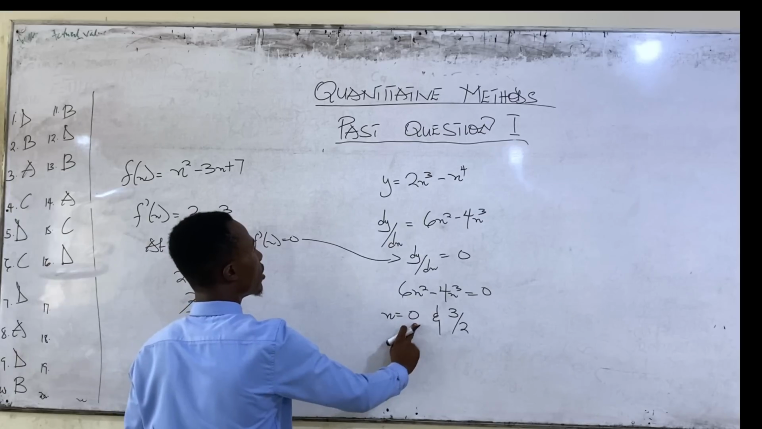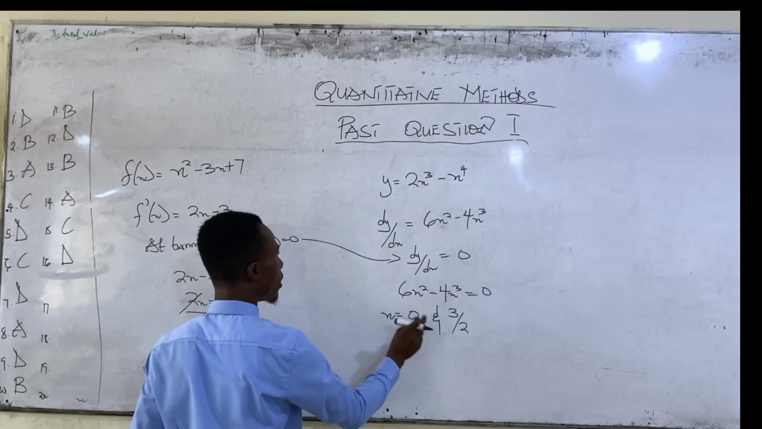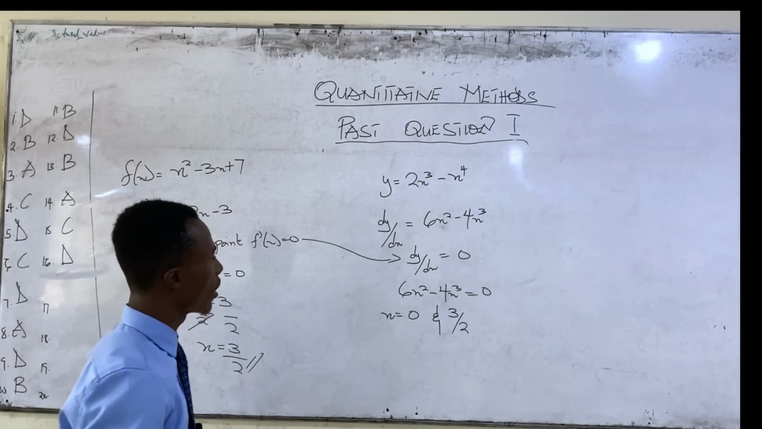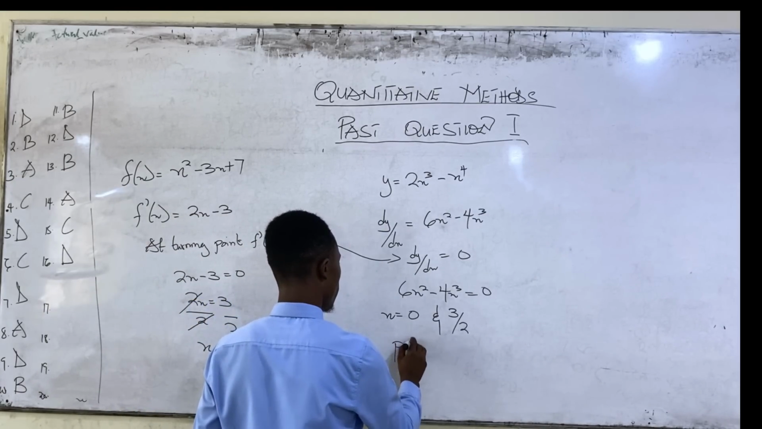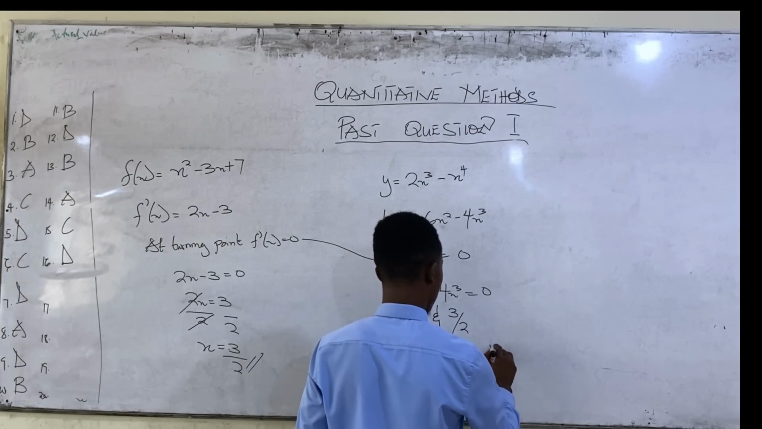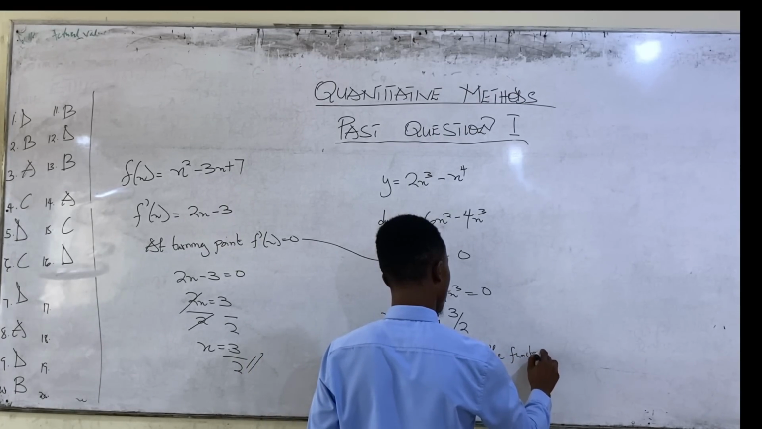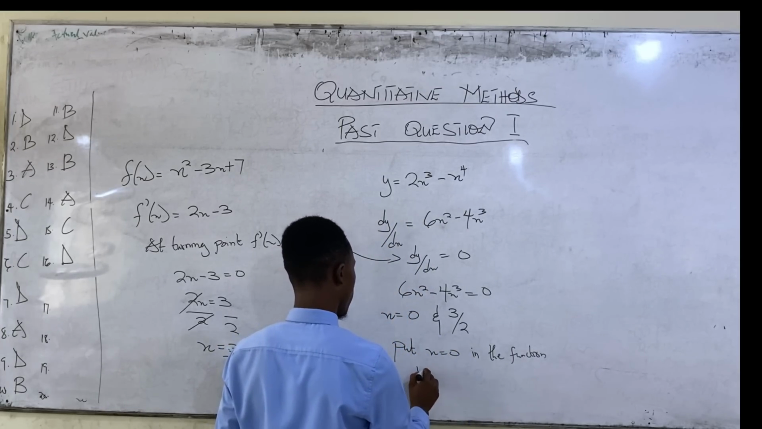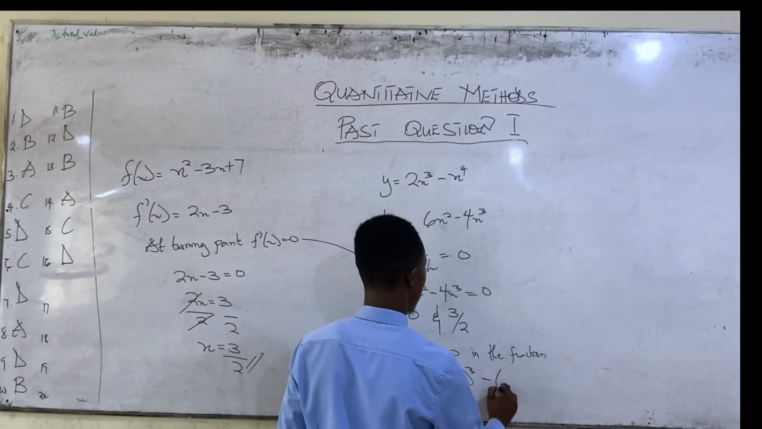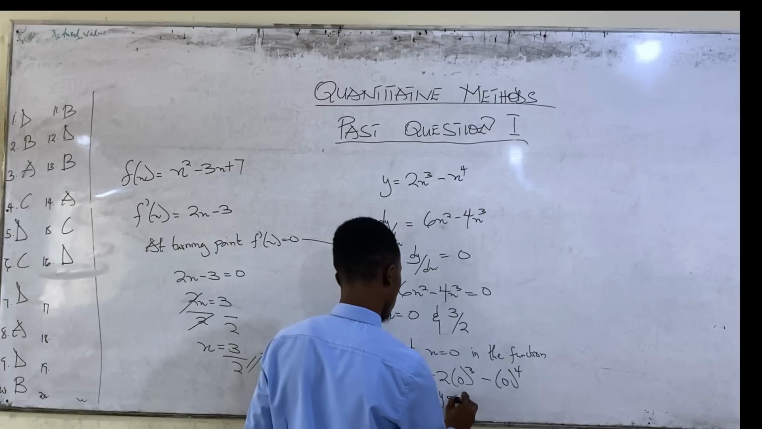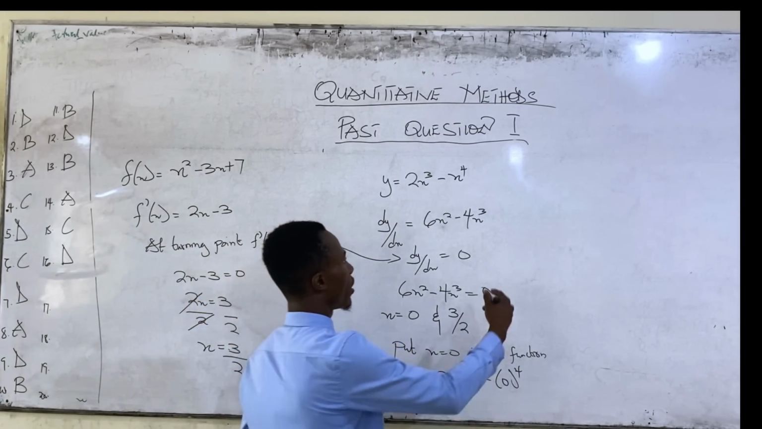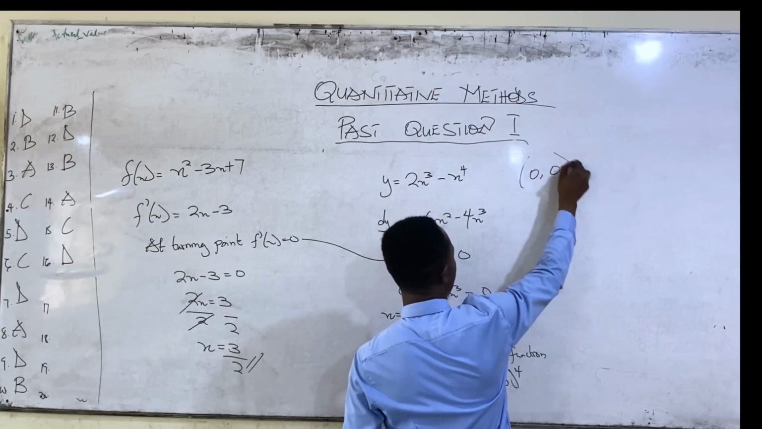So when you substitute 0 here, because it is 0 minus 0, you are going to get 0. Everything here, if you substitute 0, you are going to get 0. So put x equals 0 into the function. And so you are going to get y equals 2 times 0 exponent 3 minus 0 exponent 4, and y will be equal to 0. Okay, so now we have confirmed that whenever x is 0, y is also 0. So we say we have 0, 0 as one point.